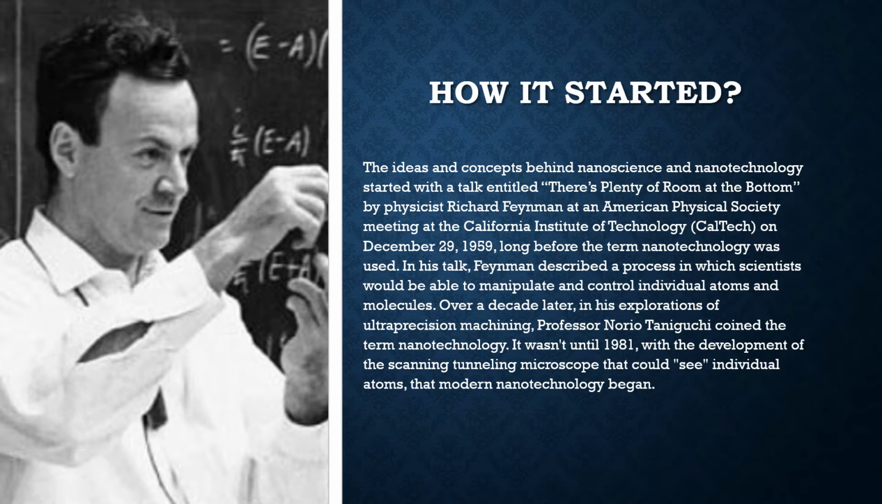In his talk, Feynman described a process in which scientists would be able to manipulate and control individual atoms and molecules. Over a decade later, in his exploration of ultra-precision machining, Professor Norio Taniguchi coined the term nanotechnology. It wasn't until 1971, with the development of the scanning tunneling microscope that could see individual atoms, that modern nanotechnology began.